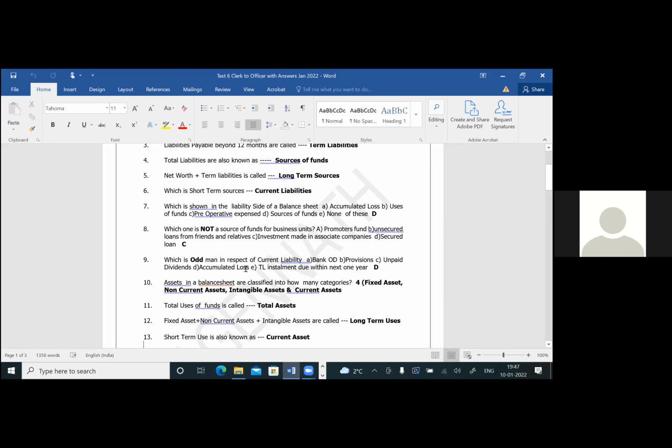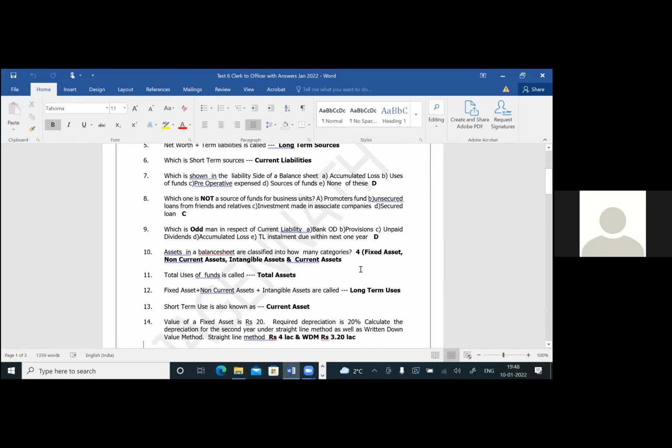Accumulated loss. What is accumulated loss, sir? Where do you have to classify it in the balance sheet? Intangible assets. So the question is, which is an odd man out in respect of current liability? Bank OD is a current liability. Provisions is a current liability. Unpaid dividends is a current liability. Accumulated loss is intangible assets. Then term loan installment due within next 1 year, option number E. I told you the entire term loan is a term loan liability, but term loan installments due within next 1 year is a current liability. So your answer for question number 9 is accumulated loss. So question number 9, answer is D.